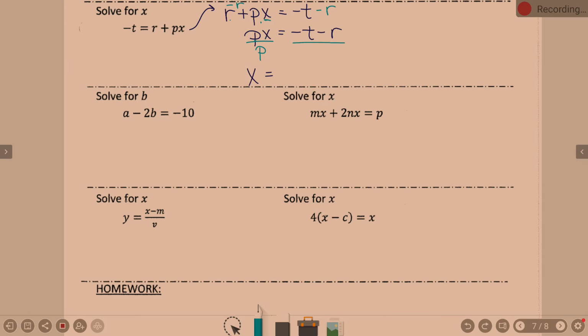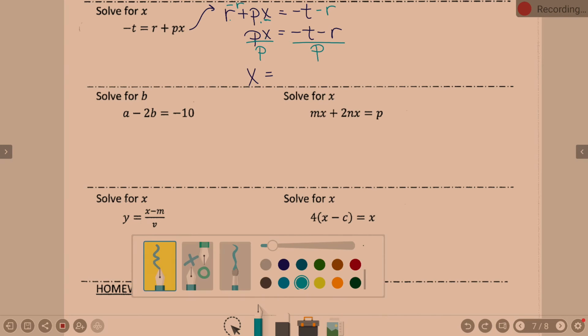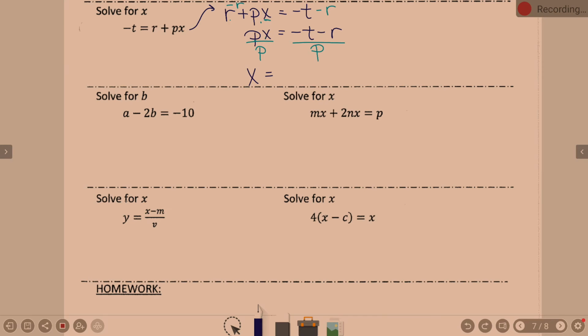If I divide the left by p, we're going to divide the right by p. And then what is negative t minus r divided by p? It is negative t minus r divided by p. Yep, that's the answer. And I know that's the answer because it says solve for x, and my answer became x equals, right?